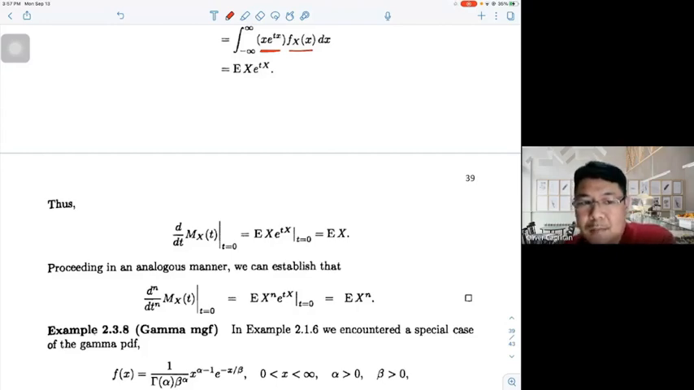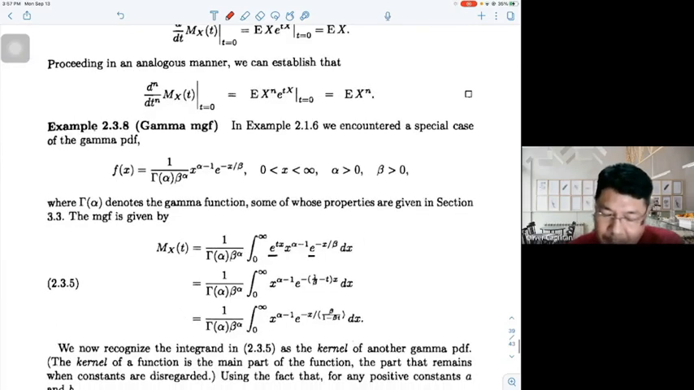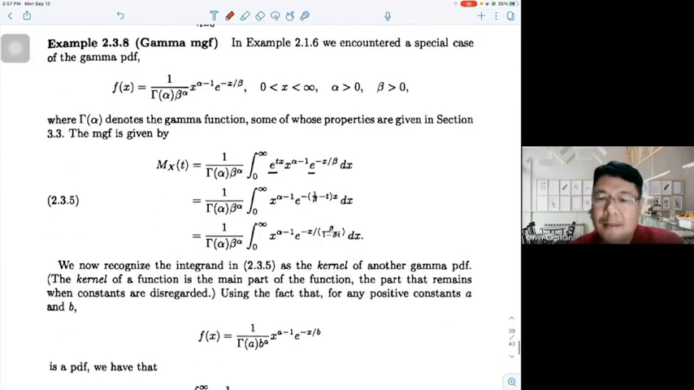But proceeding in an analogous manner, we can establish that the nth derivative of the MGF of X with respect to t, evaluated at t is equal to 0, would be equal to the nth moment of X. Okay, let's have an example to illustrate that the moment generating function really or indeed generates moments. First moment, second moment.